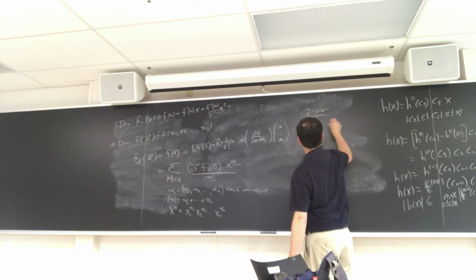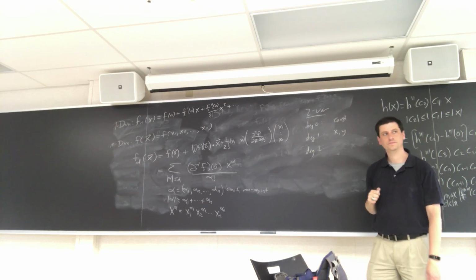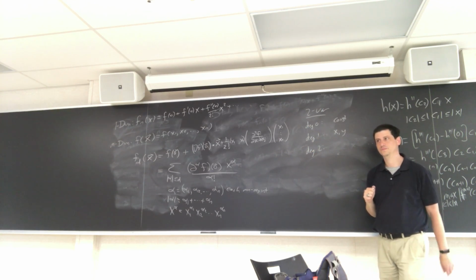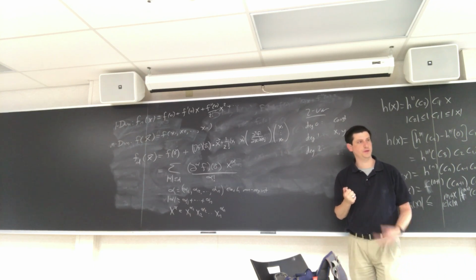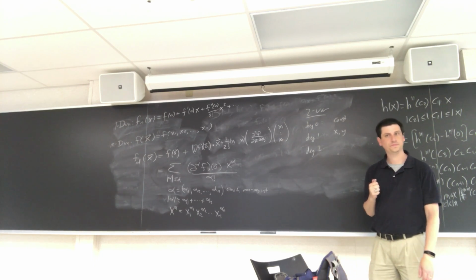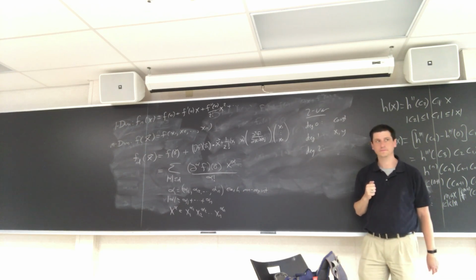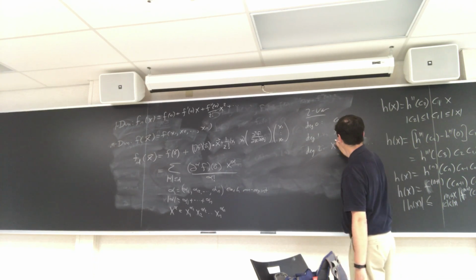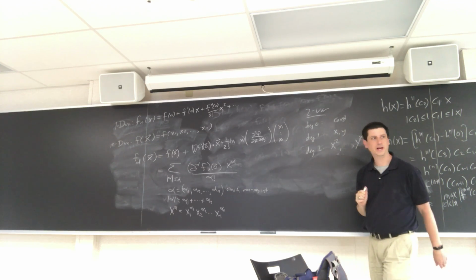So degree 0 is just the constant term. Degree 1 is x and y. What would the degree 2 terms be? So I have just two variables, x and y. What would all the degree 2 terms be? x squared. Anything else? xy.